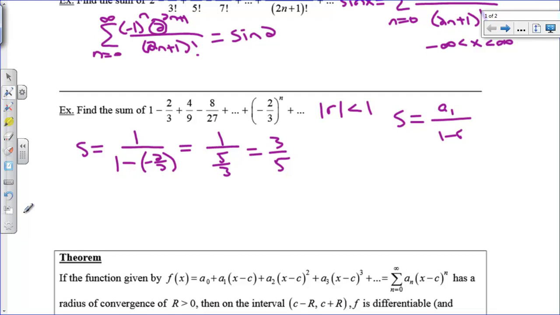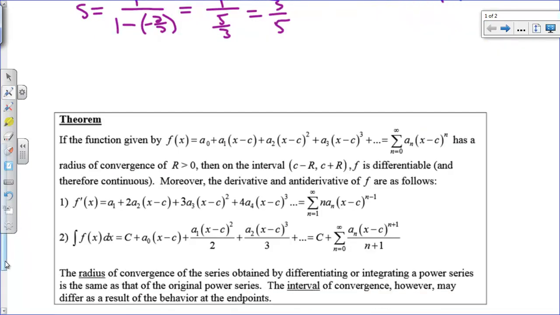All right, so let's take a look at a theorem here. You can read this. This theorem says if you have a function that's just a power series and you've got some radius of convergence, it tells you how to take the derivative and the integral. The derivative would be just the derivative of each term one by one. The derivative of a sub 0 is 0. The derivative of a sub 1 times x minus c is a sub 1. You're just taking the derivatives term by term.